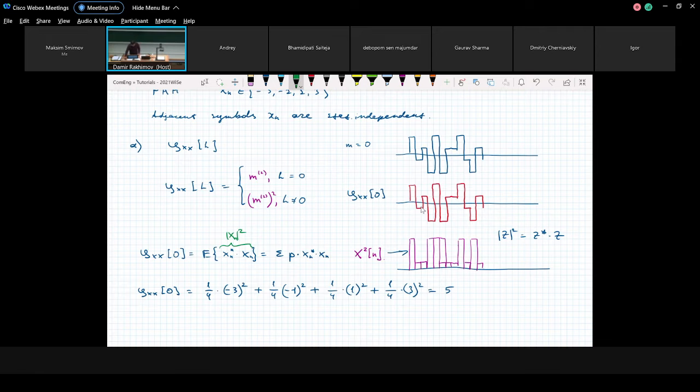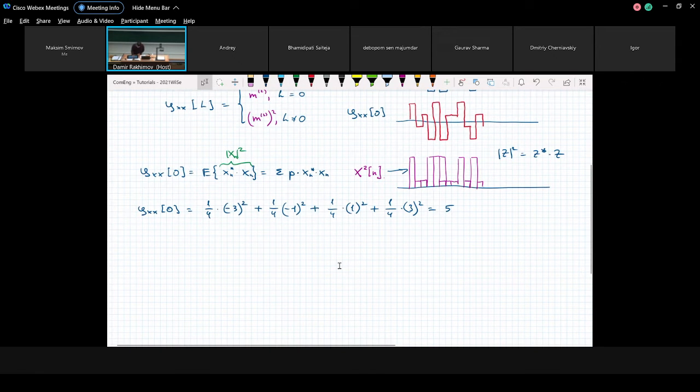And we just continue for any other point, for point L that's not equal to 0. Then, because we say that two symbols are statistically independent, you remember that expected value. I mean, actually, we use exactly the same expression. We use expected value of x of n conjugate times x of n plus L, because now we have a shift between sequences.